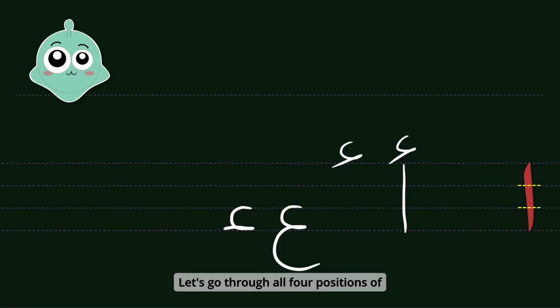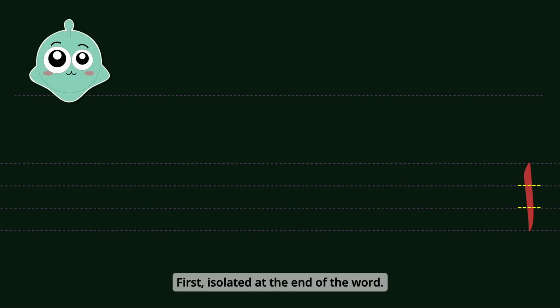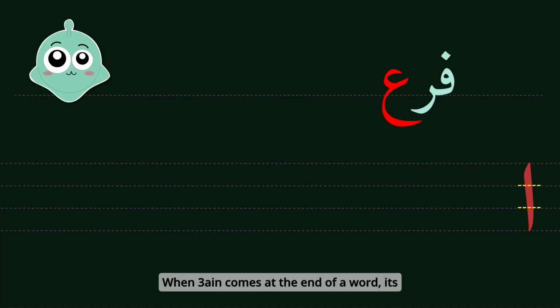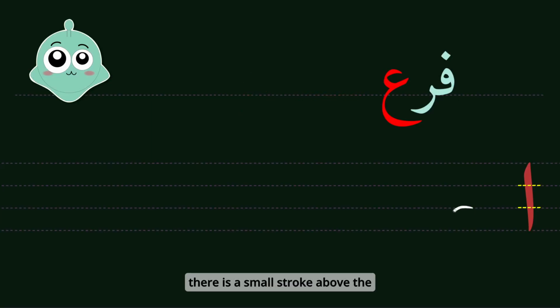Let's go through all 4 positions of Ain, depending on its position in the word. First, isolated at the end of the word. When Ain comes at the end of a word, its shape looks almost like a backward number 3. There is a small stroke above the baseline, and the larger round body drops below the line.